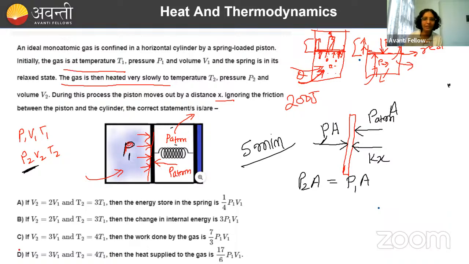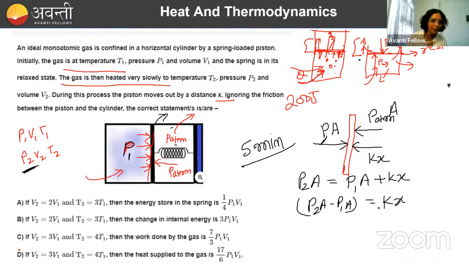P1A, क्योंकि initially this is at rest ना, when we were not giving it any heat, and initially the spring is not compressed or extended. So spring force is 0. So pressure on both sides must be equal for this to be at rest initially. Done. That is why I have written P atmospheric as P1. So P1A plus Kx. Now P2A minus P1A will be equal to how much? Kx. Done.